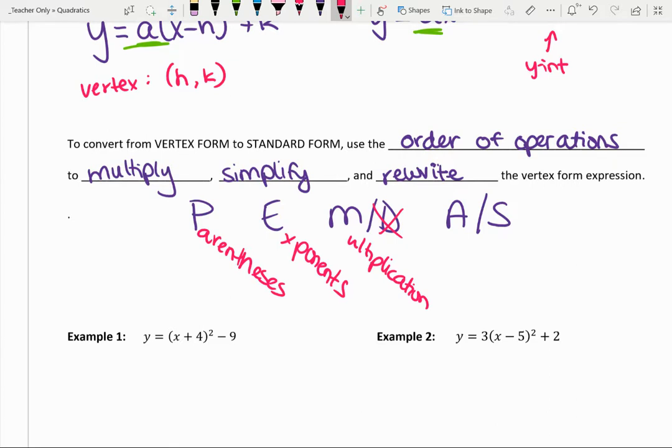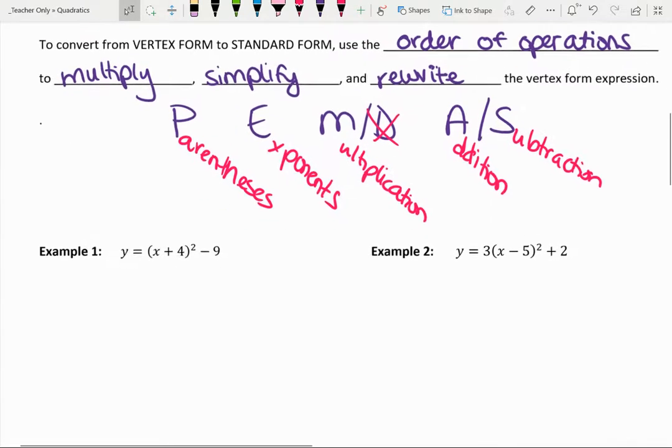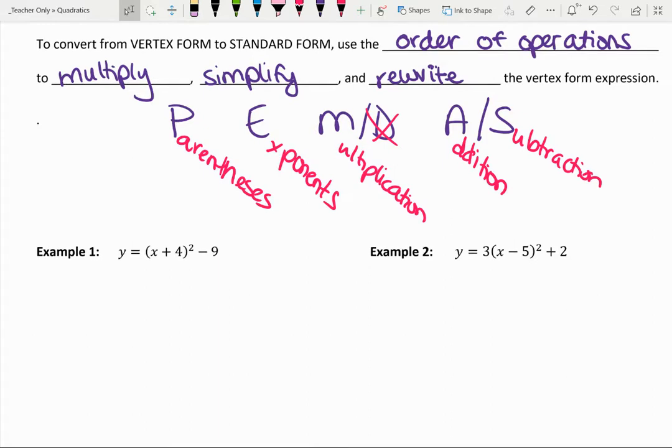And then the absolute last thing we do is any addition or subtraction, right? And addition and subtraction come at the same level. We just go left to right. So vertex form, every vertex form expression has parentheses in it, but if you look at what's inside the parentheses, there's actually nothing to simplify.